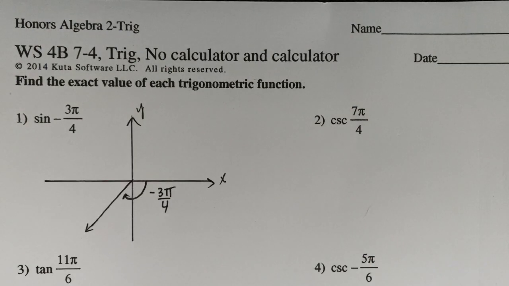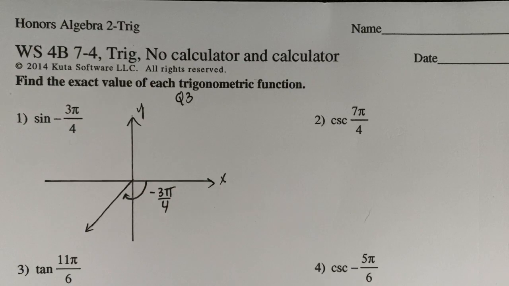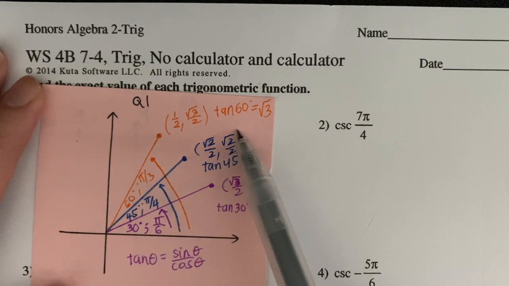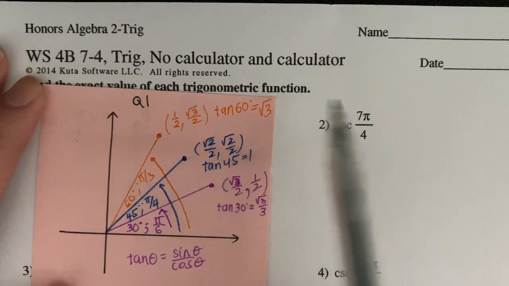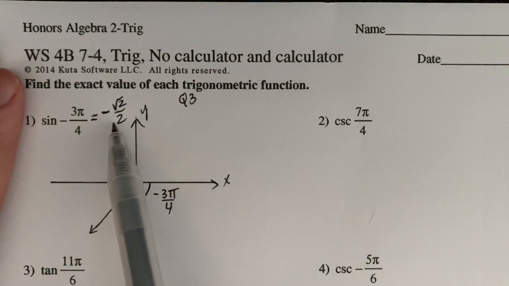Now, we know that this angle is in quadrant 3. And we know that in quadrant 3, only tangent and its reciprocal are positive. So that means that our answer here should be negative. And now we're going to look at our reference angles. When our angle in radians has a denominator of 4, or is a multiple of pi over 4, then the sine value is going to be root 2 over 2. So combining those two concepts, we get an answer of negative root 2 over 2.